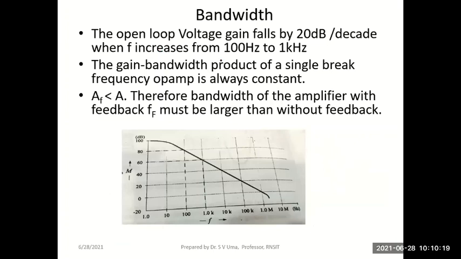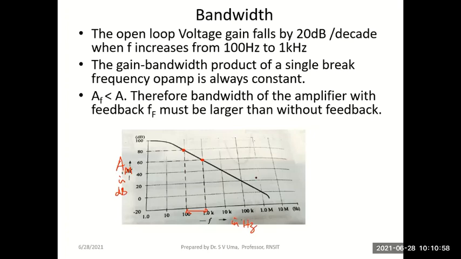So the open loop voltage gain falls by 20 decibels per decade whenever frequency increases from 100 Hz to 1 kilohertz. You can see this range from 100 Hz to 1 kilohertz. The change in gain will be, if we have marked these points, from 80 decibels to 60 decibels. We have the midband gain plotted in decibels along the y-axis and frequency in hertz in the x-axis, right?